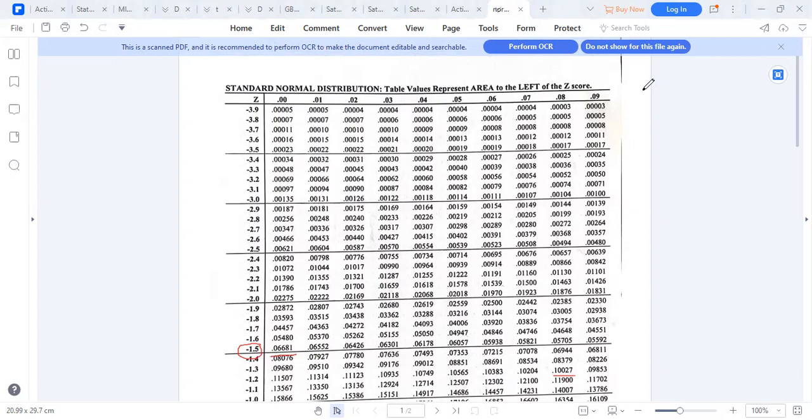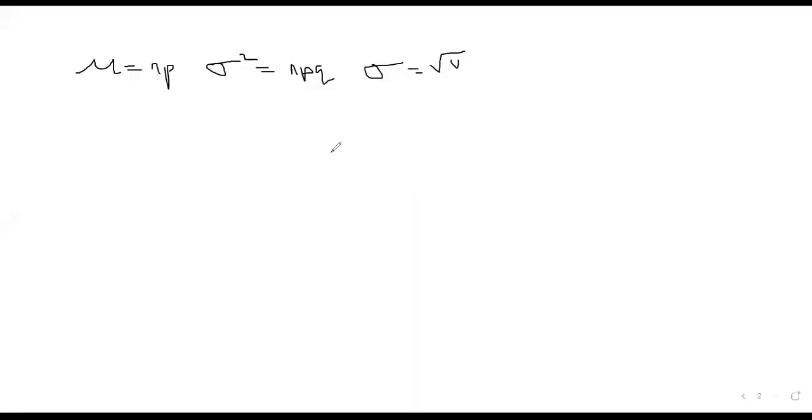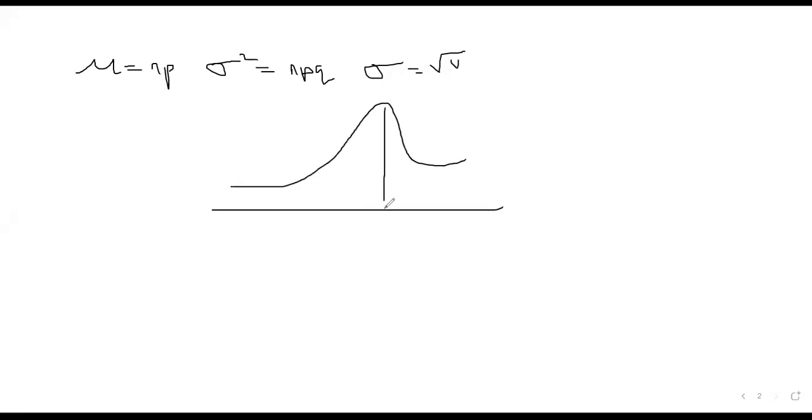1.28. Negative 1.28. Yes, negative 1.28. So negative 1.28 is what we're going to write. Here, this is a question that boggled a lot of your colleagues. Mu is 120 here, the 10%, 0.10. So meaning this one will be 0, this one will be negative 1.28. So we want to find the value x here.